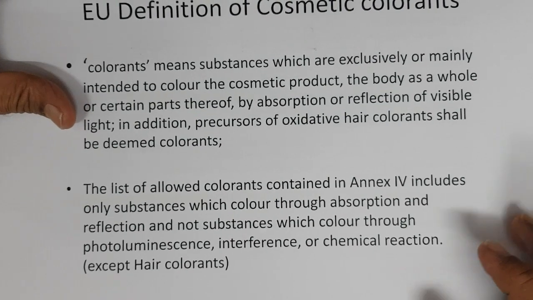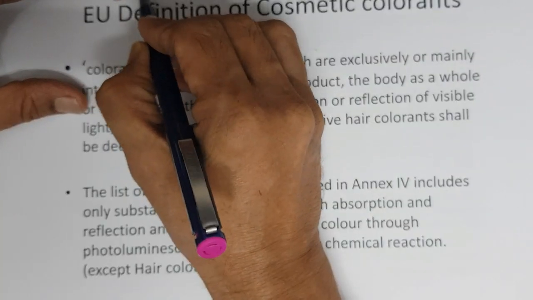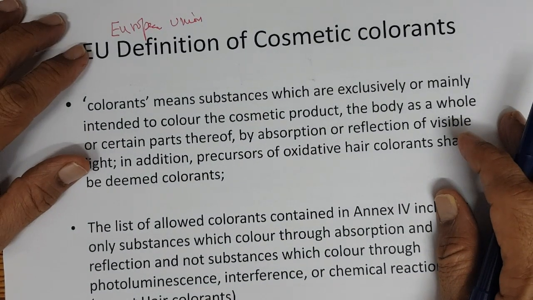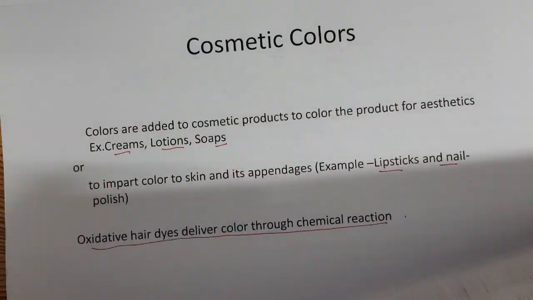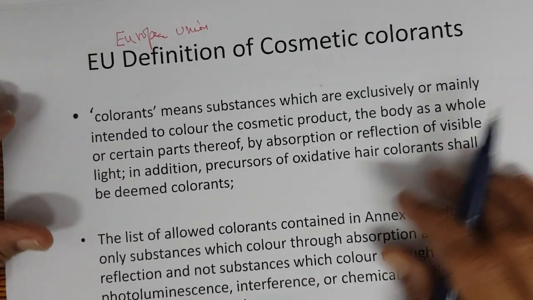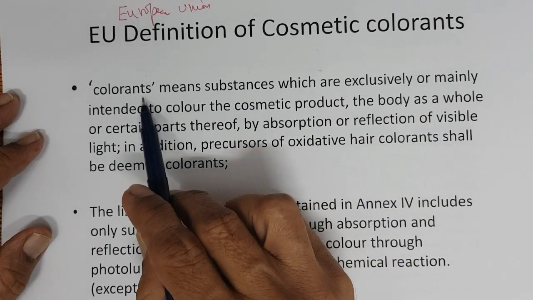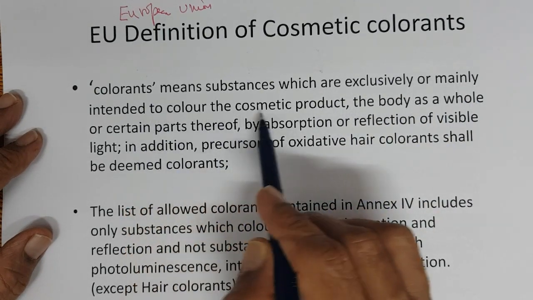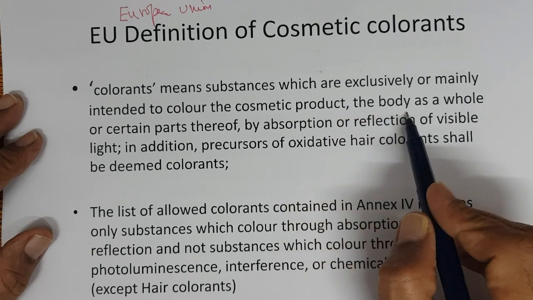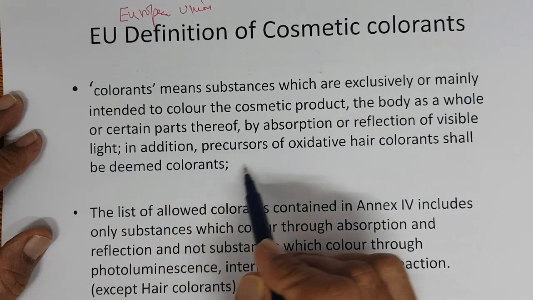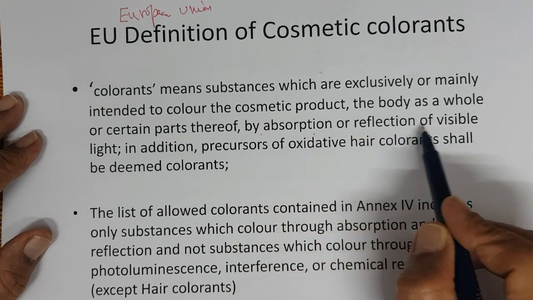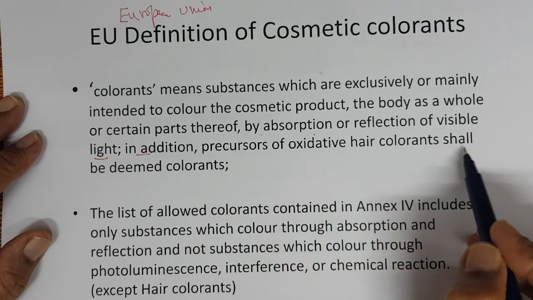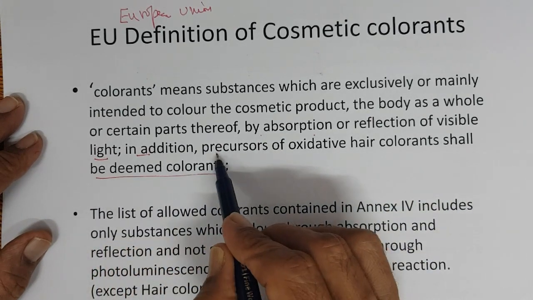So, according to European Union definition, colorants means substances which are exclusively or mainly intended to color the cosmetic product, the body as a whole or certain parts thereof by absorption or reflection of visible light. In addition, precursors of oxidative hair colorants shall be deemed as colorants.